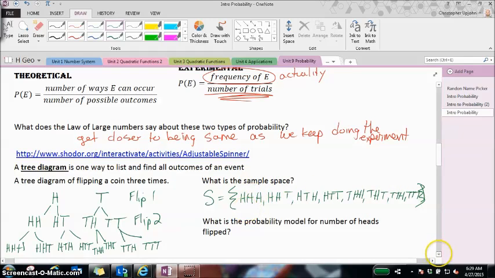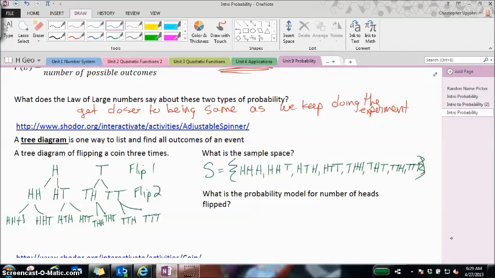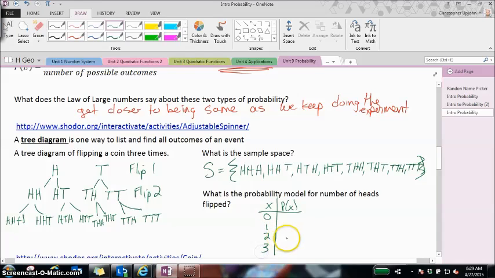What can happen? What's the probability model for the number of heads? So now we're just looking at the number of heads. Well, we can get 0, 1, 2, or 3. We know all of these add up to 1. Well, how many times did we get 0 heads? Just the 1 time that we got all tails. So that's 1 out of the possible 8. How many times can we get exactly 1 head? This guy and this guy. Oh, and this guy. So 3 out of 8.